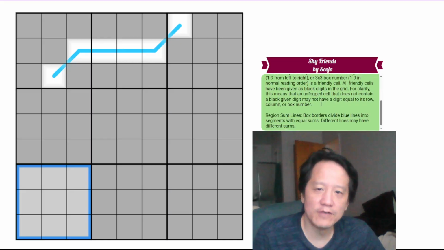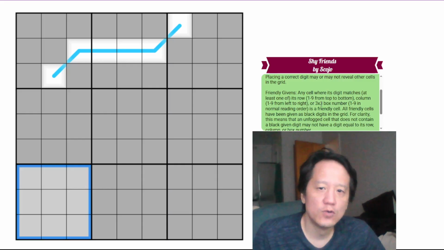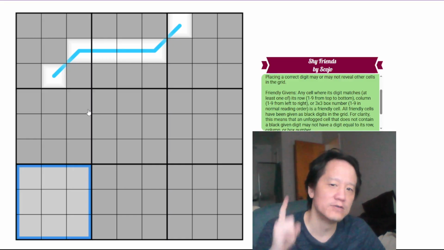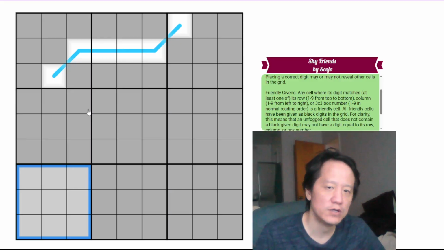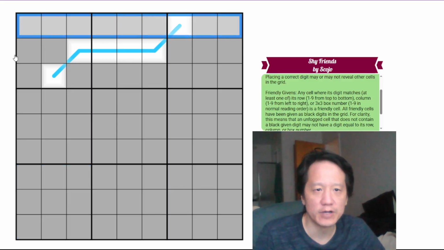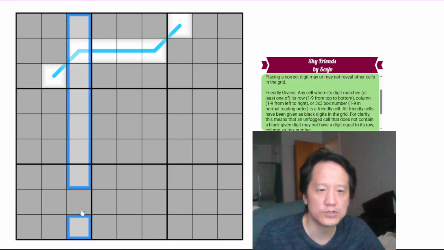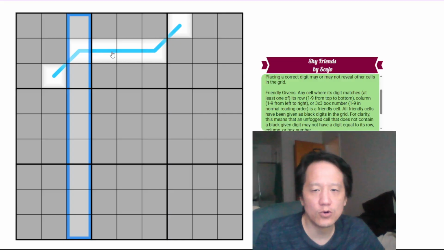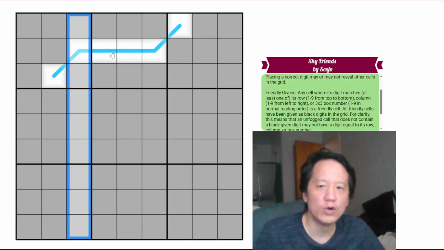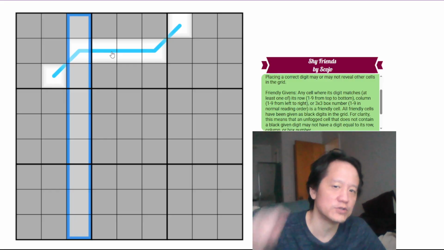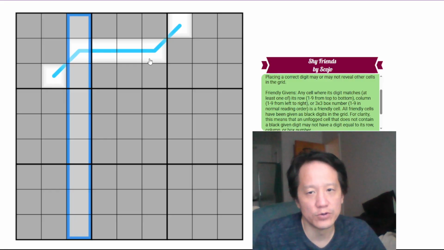We also have friendly givens, where any cell where its digit matches at least one of its row, that is 1 from 9, top to bottom, its column, 1 from 9, left to right, so this is 2, this is 3, etc., or 3x3 box number, 1 to 9 in normal Western reading notation order, is a friendly cell.